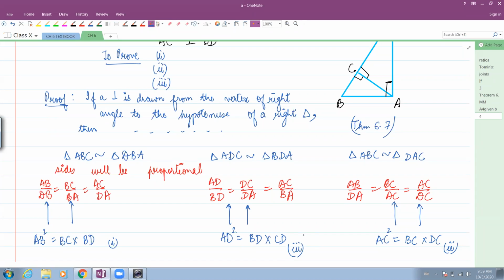So the only thing on which this result depends is writing down the similarity correctly. If you have written the similarity correctly, the proportion of sides that you get will be correct, and from there you can identify which two ratios you have to cross multiply and your answer will come. I hope it's clear to everyone.